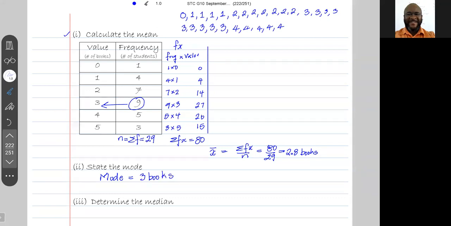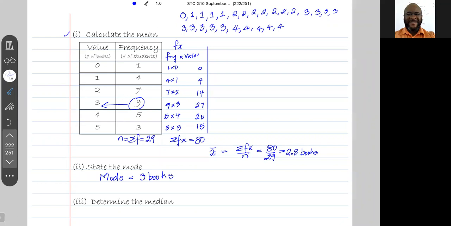The highest frequency is 9. The value it is associated with is 3. The mode is 3 books. Remember, a frequency of 9 is telling me that 3 occurs 9 times in the data. So 3 is the value that occurs the most in the data.